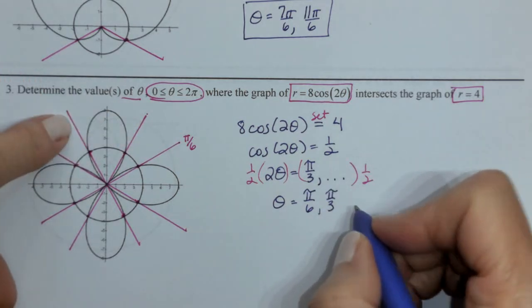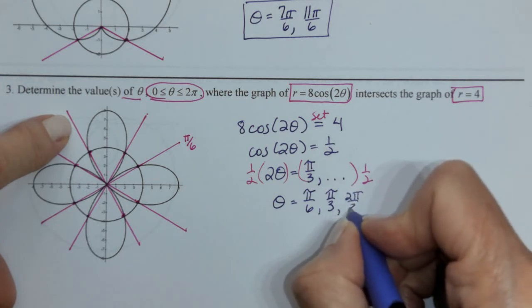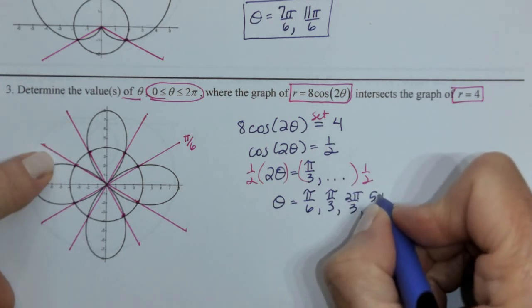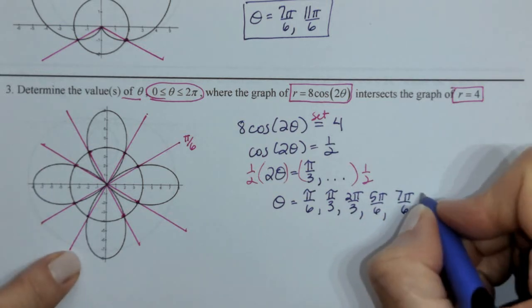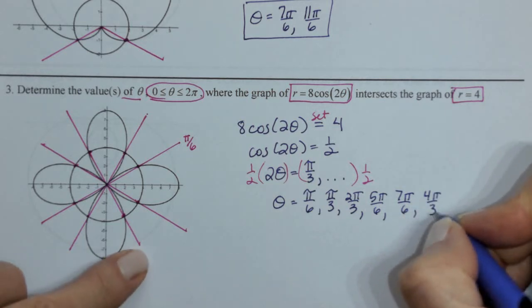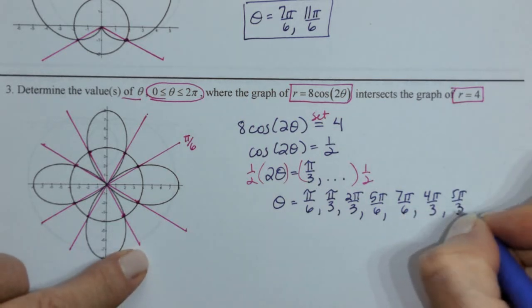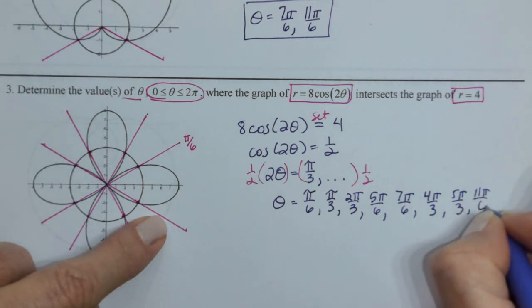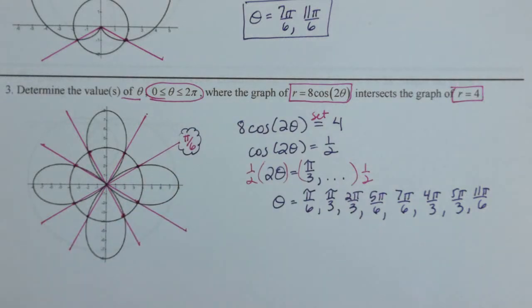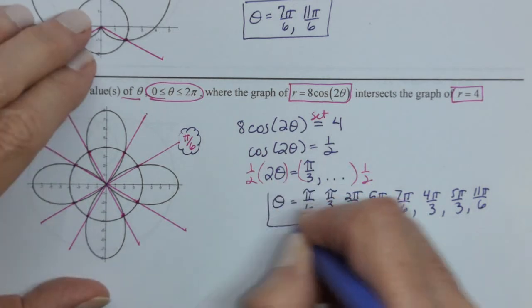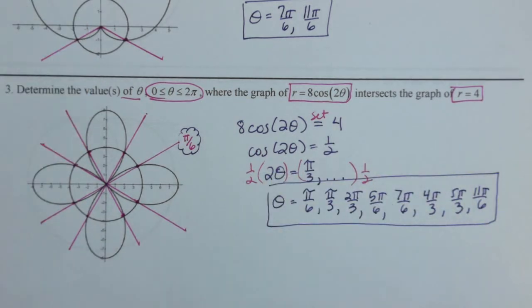What is that one then? 2 pi over 3. 5 pi over 6. 7 pi over 6. 4 pi over 3. 5 pi over 3. 11 pi over 6. So as soon as you get this one, use your symmetry to get the remaining ones, okay? If you get that one, you can use your visual tools to figure out the remaining ones, okay?